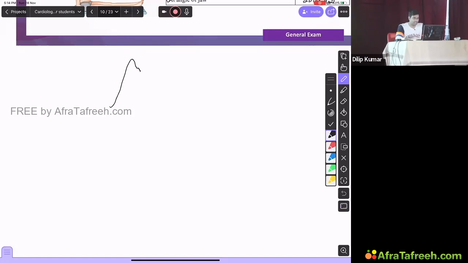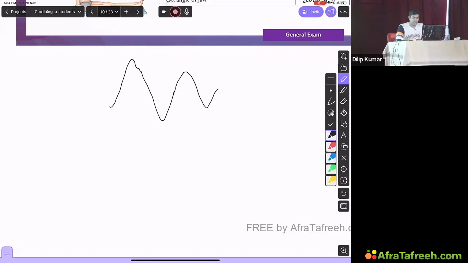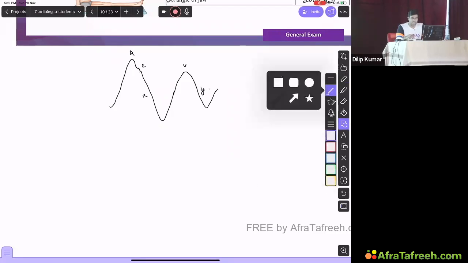C wave. Then you have the X descent. Then we have the V wave. Then you have the Y descent. Okay, this is the normal JVP waveform. So this is the A wave, C wave, X descent, V wave, Y descent. And next time the A wave will start again in the next cardiac cycle. So if you want to correlate this with the cardiac cycle, how can you correlate it?